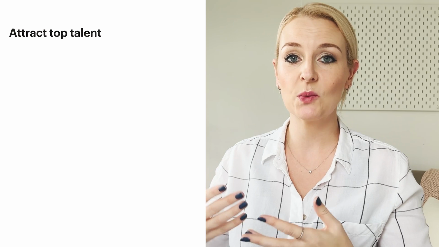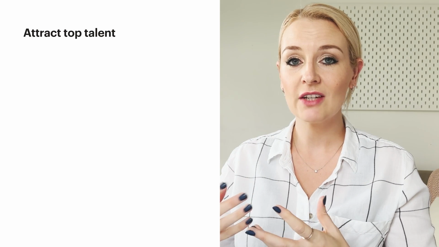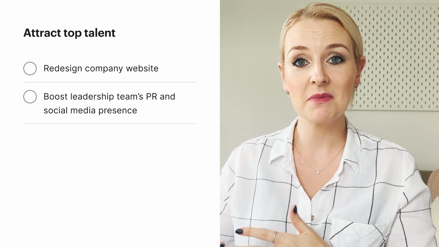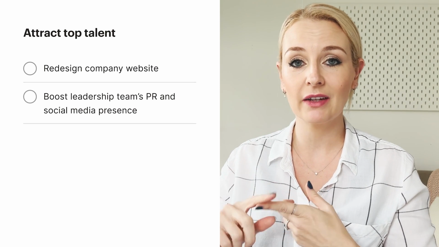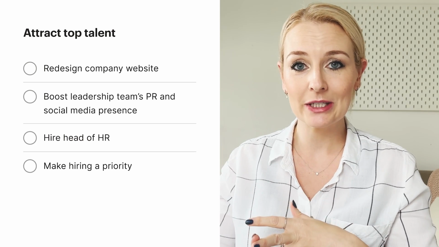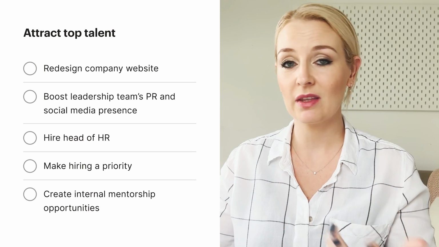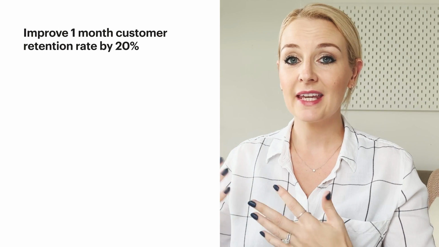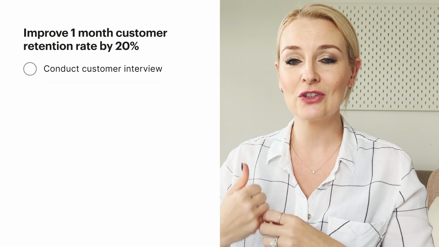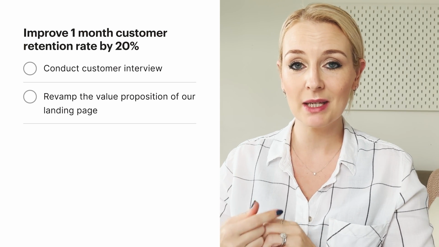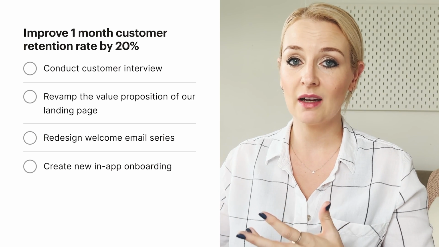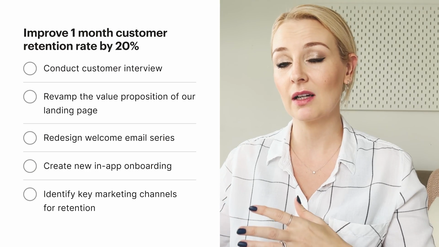Now let's take a look at some team OKR examples. Suppose your team's objective is that you want to become a company that attracts top talent. Your key results could then be redesigning your company website, boosting your leadership team's PR and social media presence. It could be hiring a head of HR, making hiring a priority, and creating mentorship opportunities within your company. Another objective could be that you want to improve your 1-month customer retention rate by 20%. The key results here could include conducting customer interviews, revamping the value proposition on your landing page, redoing all of your welcome onboarding email series, creating a new in-app onboarding sequence, and identifying key marketing channels for retention.